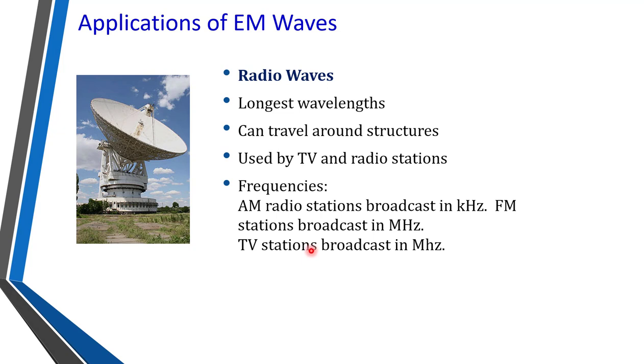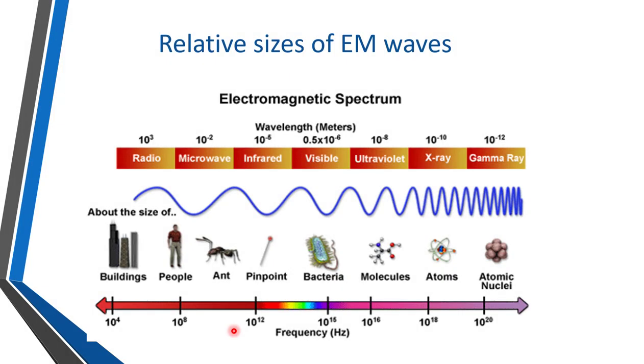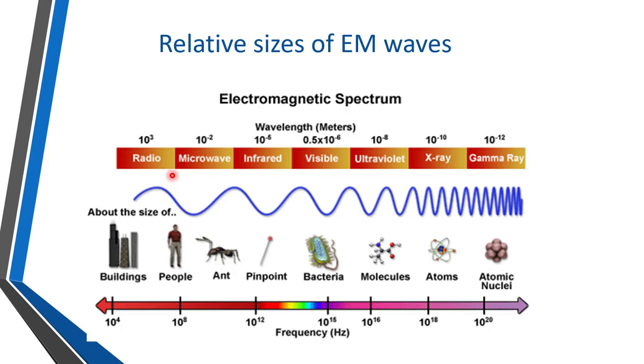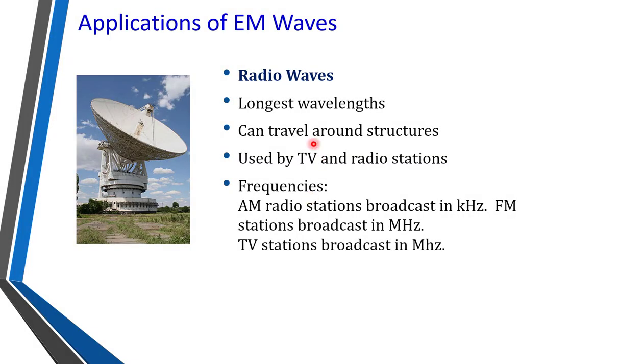Radio waves have a frequency in the range of several thousands of hertz, 10 raised to 4 hertz to 10 raised to 8 hertz. As the frequency is low, their wavelength is the highest. So they have the longest wavelength, and they can travel around structures. We use these radio waves for communication purposes, so they are used in television and radio stations.